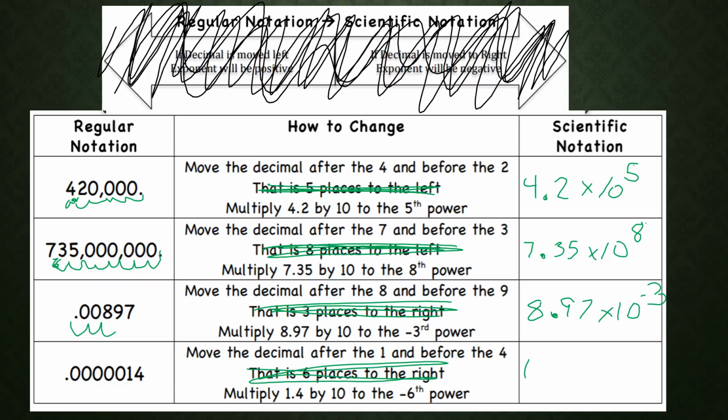All right, so now we have our first non-zero, which is 1, our decimal point. Then the 4, times 10, and we're moving to the left. 1, 2, 3, 4, 5, 6. And we went to the left. So that's going to be negative.